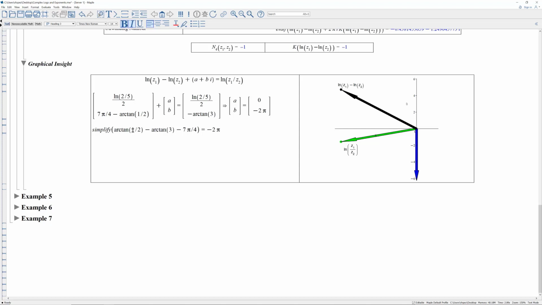Arctan of a half, if you bring that over, minus arctan 3, then you bring this over, minus 7 pi over 4. If you hit it with a simplify, it turns out to be minus 2 pi. So there is your B, minus 2 pi. That's why this blue arrow points downwards here. Black and the blue gives you the green.